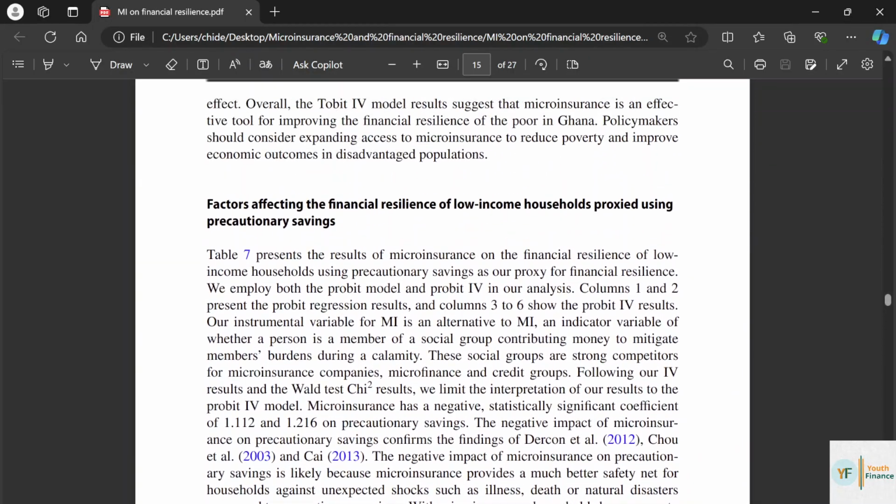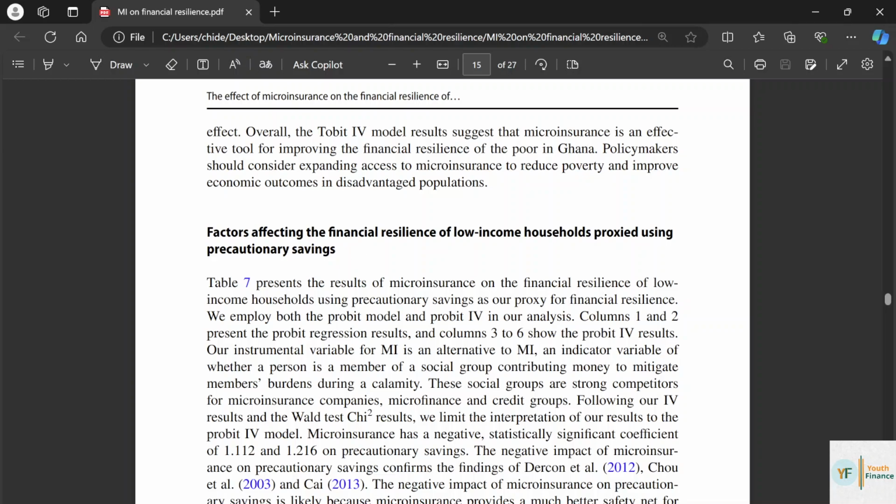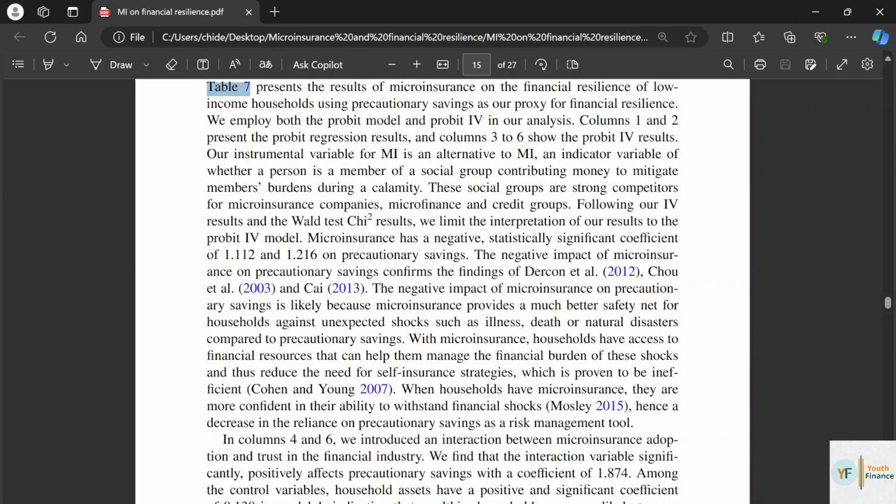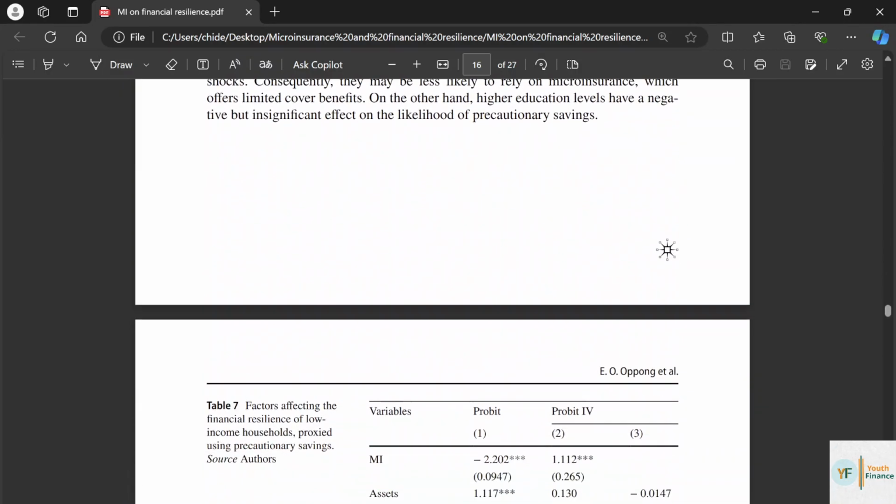So we move to the second sub-objective, which is the effect of microinsurance on the financial resilience through the precautionary savings. So we have our table 7. Table 7 displays that result. So the Probit instrumental variable model suggests that microinsurance has a negative significant impact on the precautionary savings. This is likely because microinsurance provides a much better safety net for households against unexpected shocks such as illness, death, or natural disasters compared to precautionary savings.